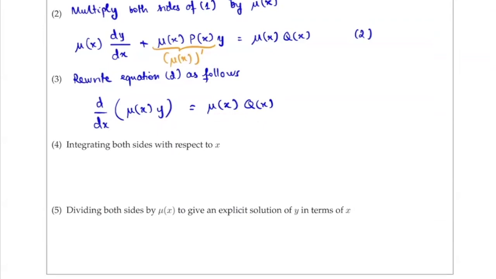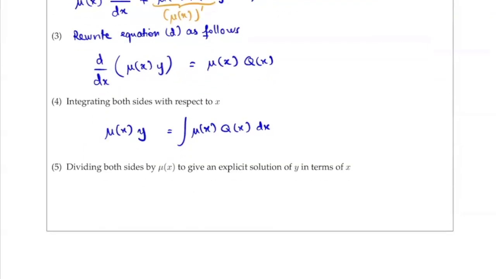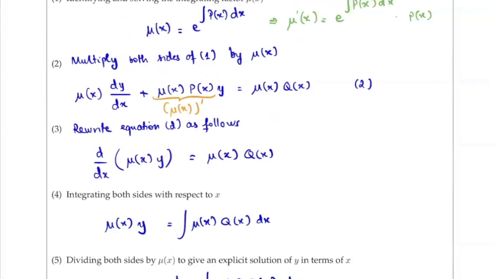And you're going to get the left-hand side become mu of x times y equal to the integral of mu of x times q of x dx. You integrate both sides of this equation with respect to x, and that's what you got. And to solve for y by itself, you divide both sides of this equation by mu of x, and you get the answer. So y equal to 1 over mu of x times the integral of mu of x times q of x dx. So that's the procedure of integrating factors in solving linear differential equations.